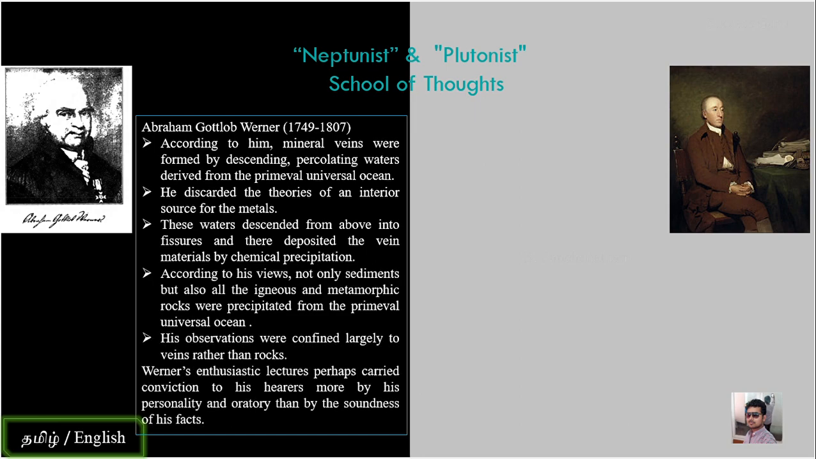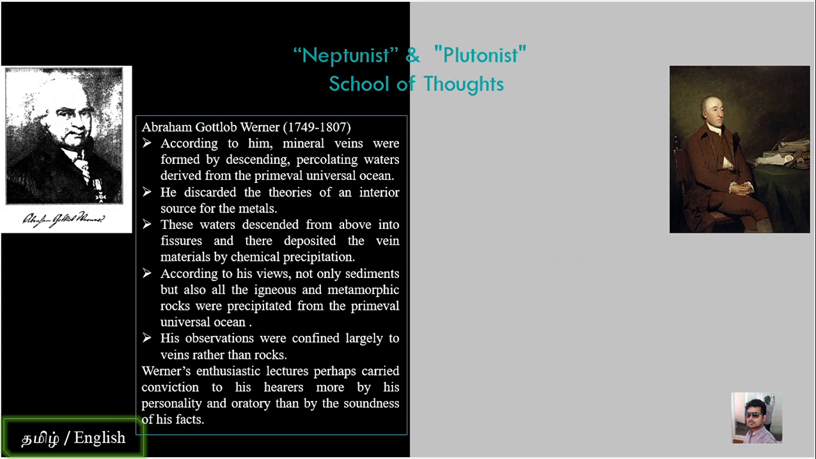The first one is the Neptunist school of thought, proposed by Abraham Gottlob Werner, 1749 to 1817. According to him, mineral veins were formed by descending percolating water derived from the primeval universal ocean. So when the earth was formed, there would be water on the surface, called the primeval universal ocean, and that drained down into the earth and deposited the mineral deposits.